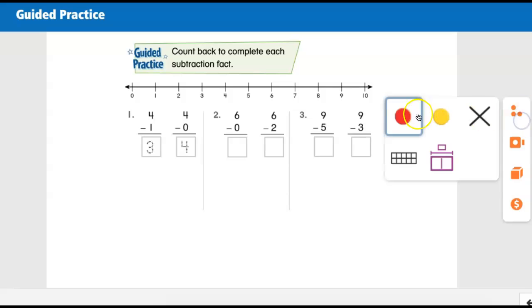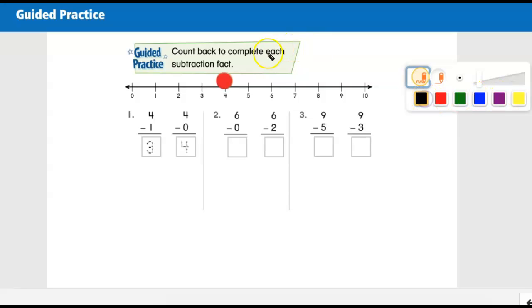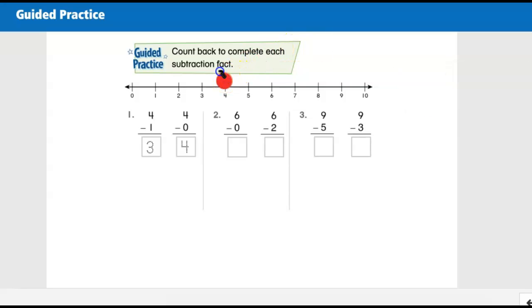So for example, our first problem says 4 minus 1. So if I were at 4, for example, and I am going to jump back 1. I'm going to jump back 1. If I jump back 1 from 4, that gives me 3.